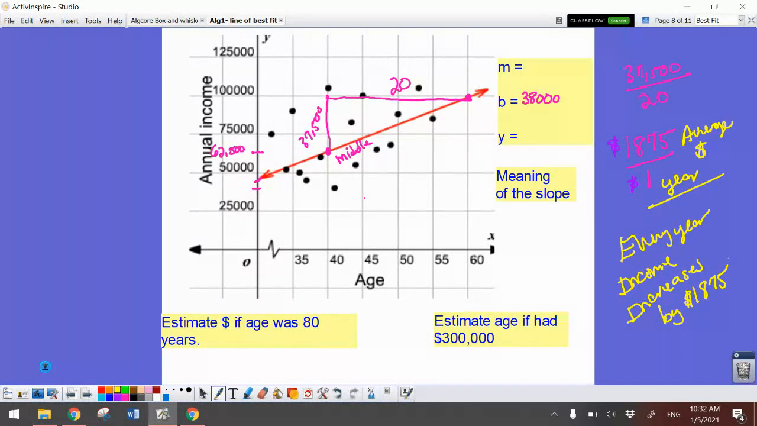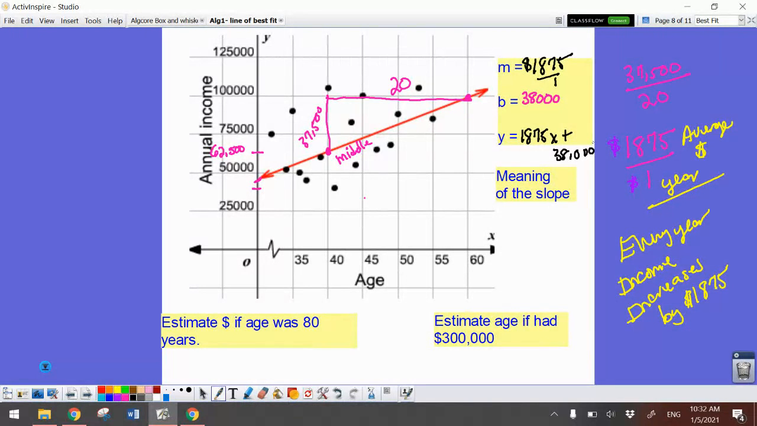So that's kind of my estimate. I can say that based off of what I have, my income is going to go up by 1875. Okay, so that would mean that I'm going to write my slope as 1875. That's technically over 1, but my slope will be 1875. So my equation would be 1875x plus 38,000 would be the equation of that regression line, or my estimated equation of that line. Okay. All right. So now we're going to use that to estimate.